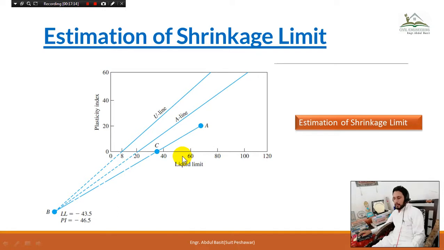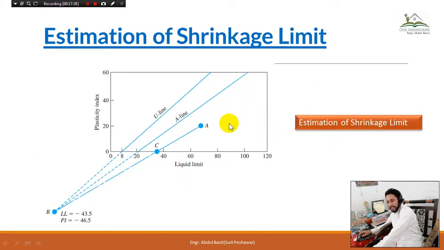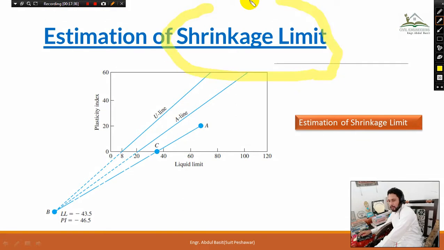Now, if you have the values of the liquid limit and plasticity index available, you can not only find out the type of the soil from this chart, you can also estimate the shrinkage limit. So what is the shrinkage limit here? The simple shrinkage limit, I'm talking about this thing. You can find it out by using the plasticity chart.